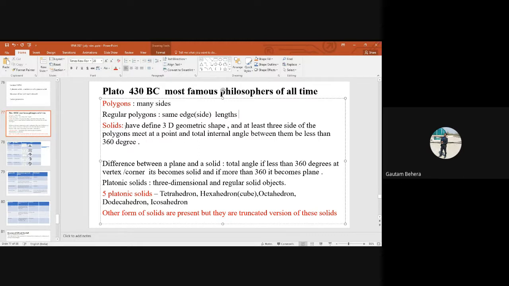So you can understand solids will involve these polygons, right? If you carefully look into solids, they will involve polygons, which I told you have many sides, and at least 3 sides of the polygon meet at a point, right? So when at least 3 polygons meet at a point, the total internal angle should be less than 360 degrees, and then only it will be a solid.